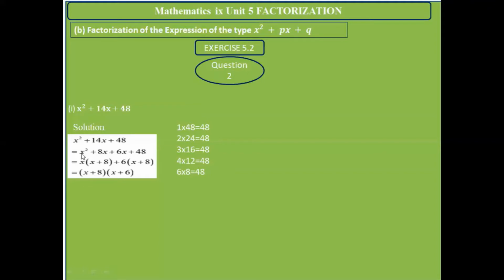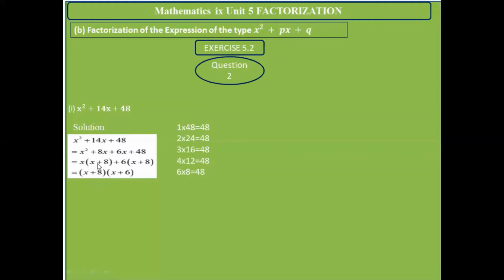Now we can take x common from these two terms. So we have x plus 8. Here we have to take 6 as common, and we have x plus 8. So these two brackets must be the same. Here is x plus 8, and here also x plus 8.